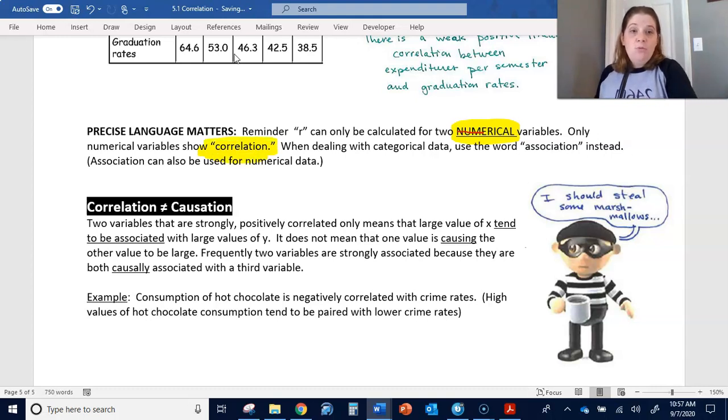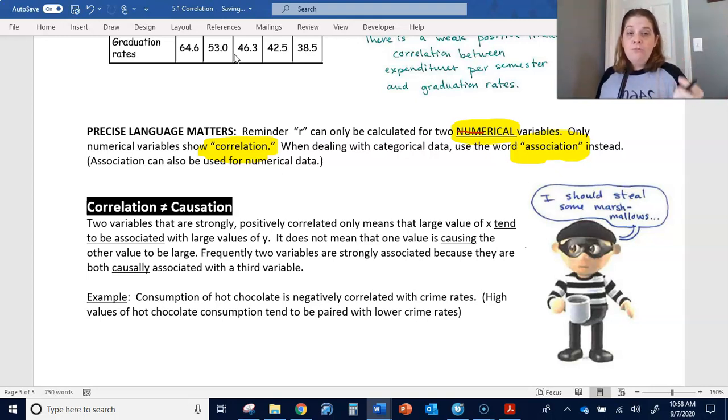A lot of times we use that word association when we were talking about categorical data. And you can use that word association for numerical data as well. But when you're talking about categorical data, you're not talking about correlation anymore. Correlation is a word that we try to reserve for numerical data. Correlation means R. If you're asked to describe the correlation, it's asking you to compute and interpret the R value.